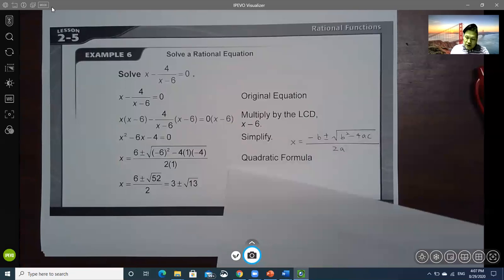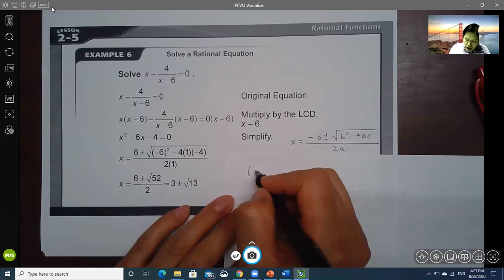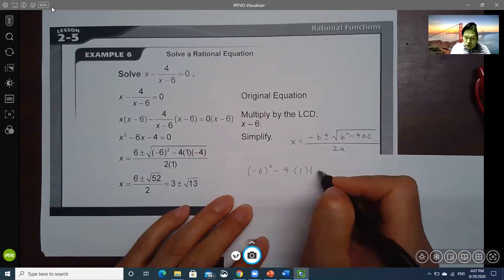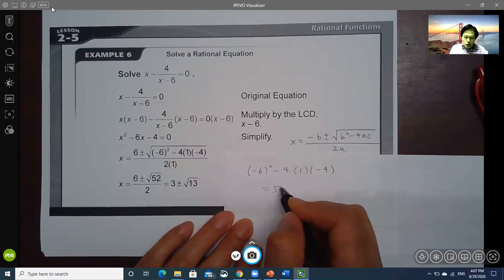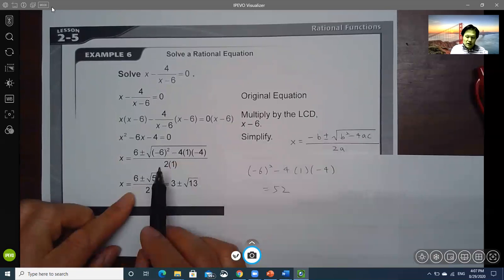So again, some of my students don't understand what I mean by that. You can calculate this expression inside the root. You type into the calculator, you get 52. So you keep the root. So square root of 52, you can express like this.